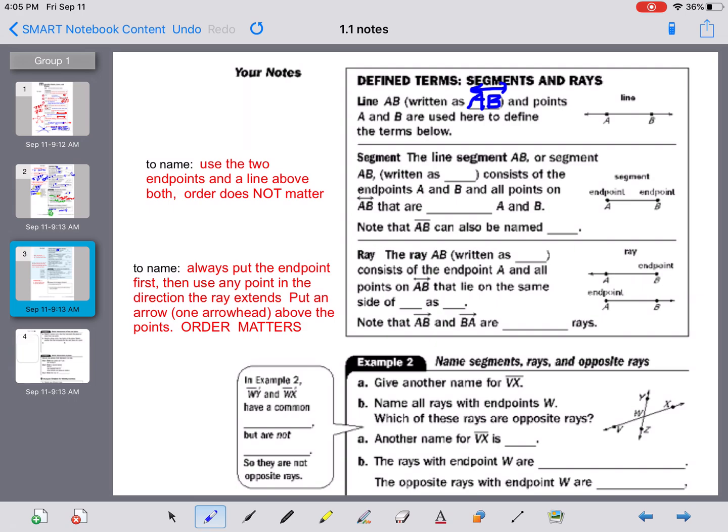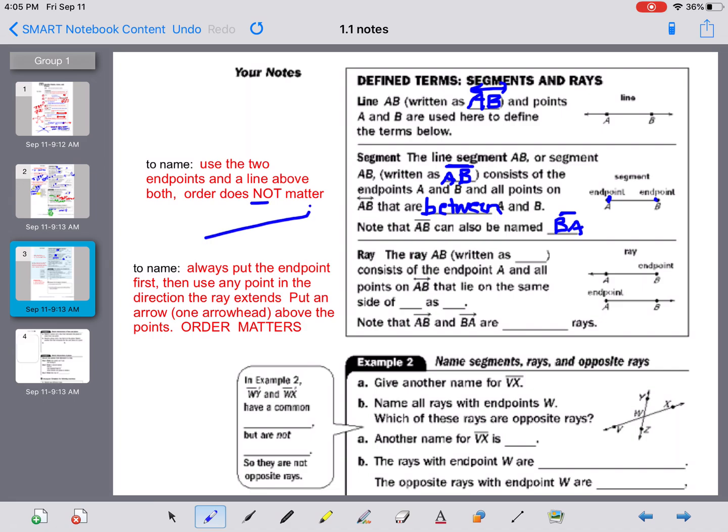So we'll start with a segment. The segment AB, written as AB with a segment above it, no arrows, consists of the endpoints A and B and all the points on the line that are between A and B. Note that AB can also be written BA, okay? Now, when we name it, we use two endpoints and a line above it, no arrows. The order does not matter.